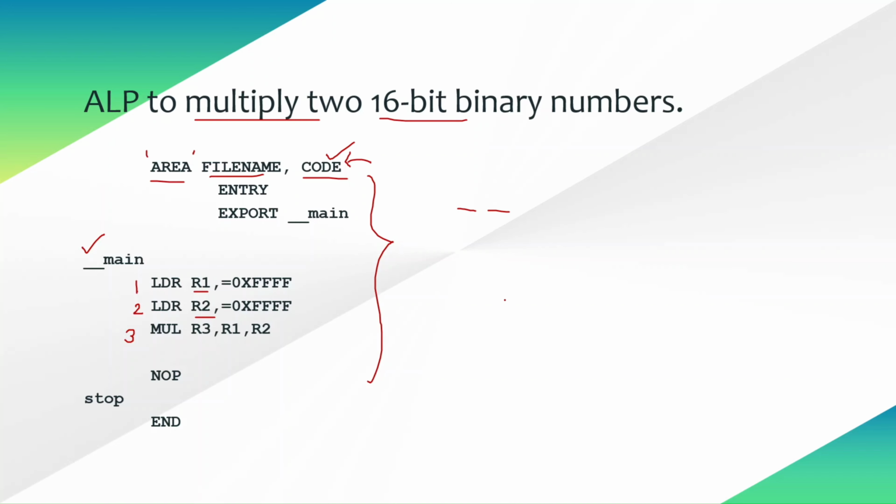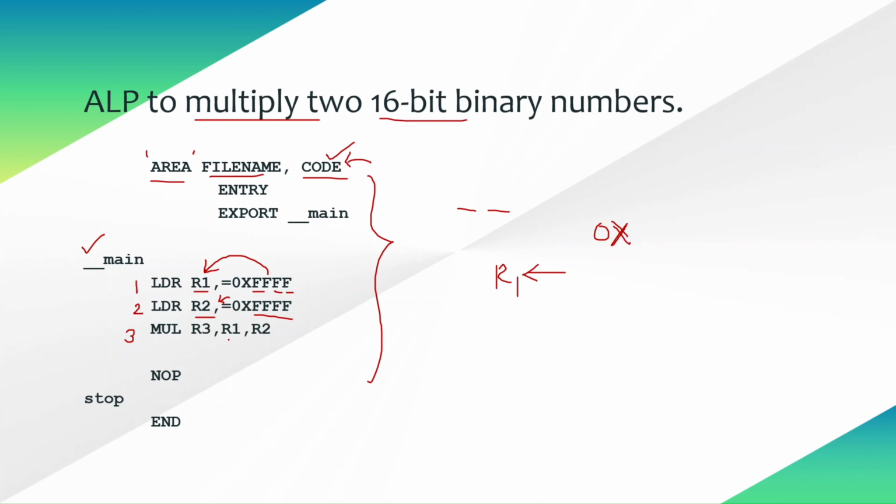The first instruction is to load the register. R1 is a register, so load into R1 the value 0xFFFF. The 0x indicates that it is a hexadecimal number. FFFF is the hexadecimal number you are storing in R1. Again, one more FFFF, also a hexadecimal number, is stored in R2. So load R1 and R2 with the values that you want to multiply.